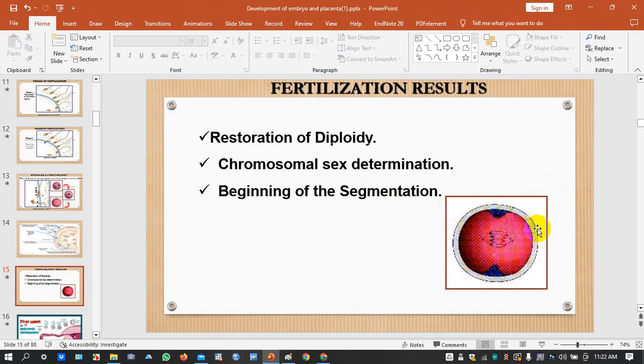Okay, so after this happens, the nuclei fuse together to get the 46 chromosomes. Then the cell will now divide. The ovum will start dividing into 2. Then the 2 will divide into 4, 4 will divide into 8, 8 will divide into 16, 16 will divide into 32. That is the blastocyst, and it goes and implants in the endometrium.